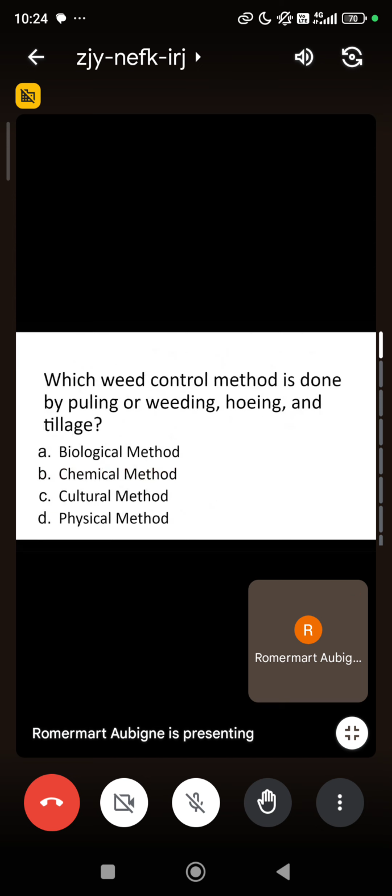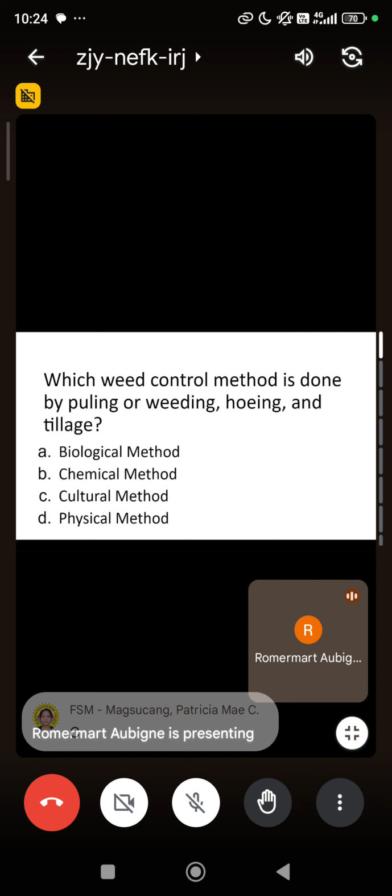Next, which weed control method is done by pulling or weeding, ploughing, and tillage? A. Biological method. B. Chemical method. C. Cultural method. Or D. Physical method. Ano po bang method yung ginagamit natin?